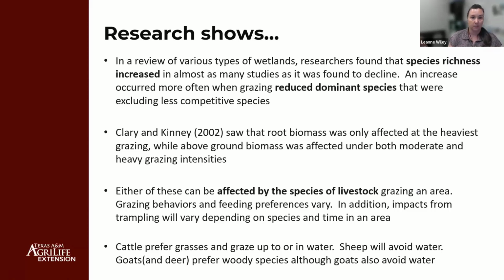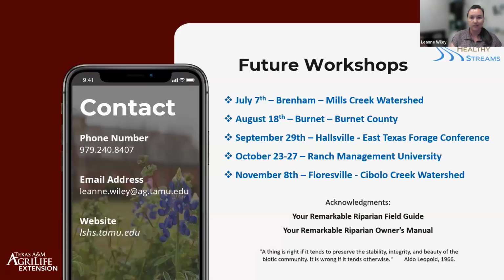Sheep don't really like to be super wet, so they may not be the best option if you're trying to graze down an area. And cattle do prefer grasses over more of your woody type species. So sheep and goats might be something you bring in if you're looking at some of those more woody species. So that's just a quick summary.